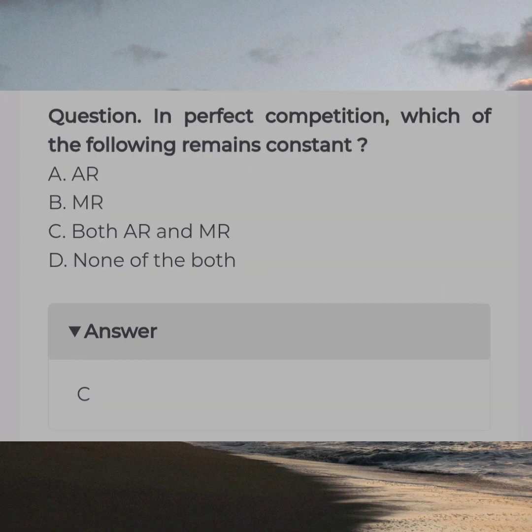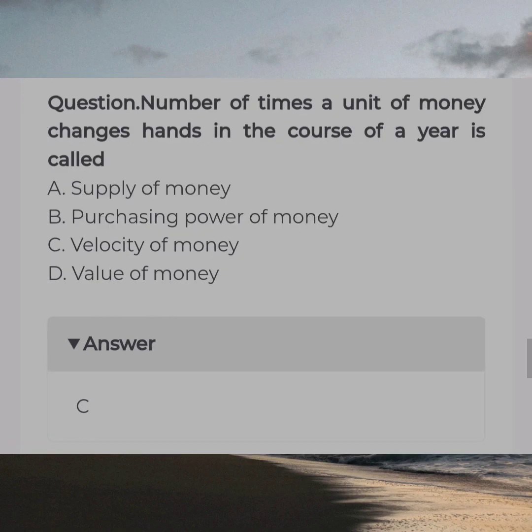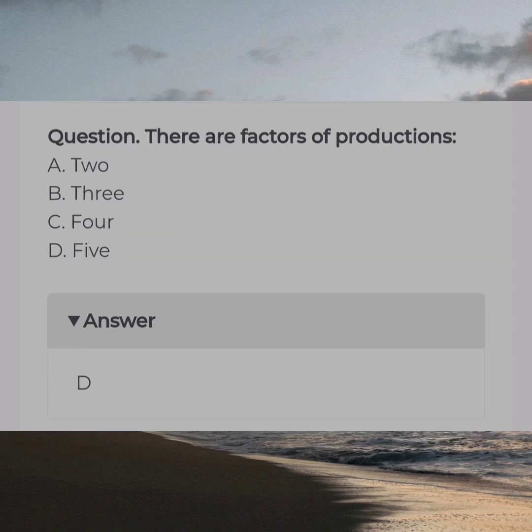In perfect competition, which of the following remains constant? Answer C, both AR and MR. Number of times a unit of money changes hands in the course of a year is called answer C, velocity of money. There are factors of production. Answer D, 5.